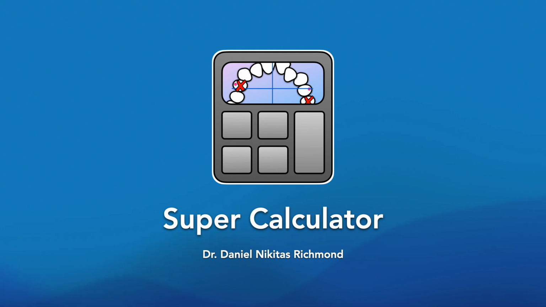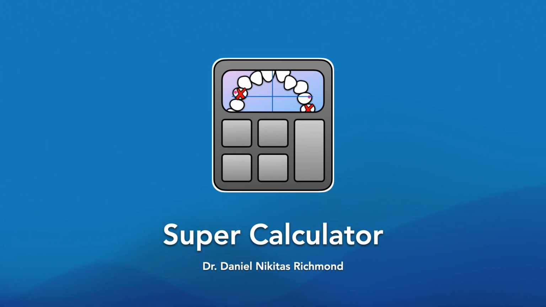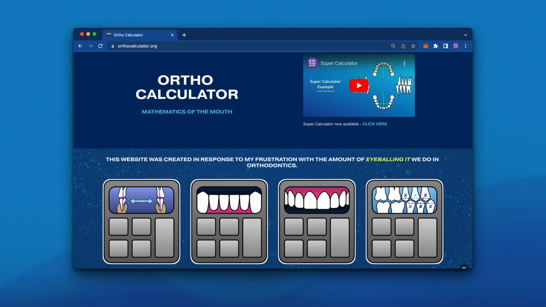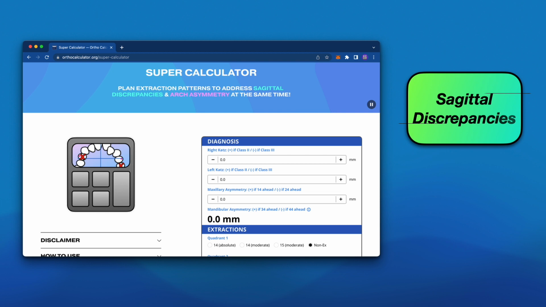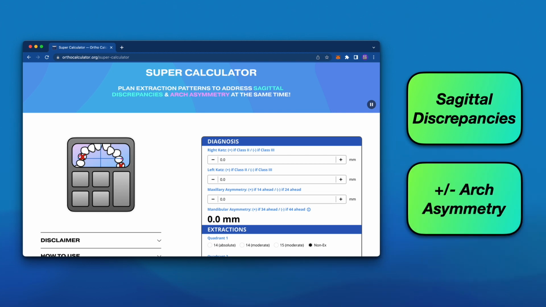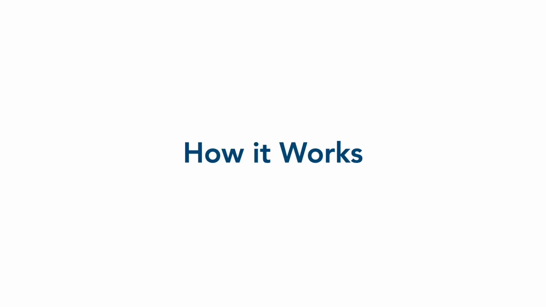Today I'd like to share my latest creation called Supercalculator. Supercalculator is a new tool released to my website, orthocalculator.org. The focus of my website is using the mathematics of orthodontics to treatment plan cases. Supercalculator was created to help orthodontists plan extraction patterns that address sagittal discrepancies and arch asymmetry, if present, at the same time. Let's take a closer look at how Supercalculator works.